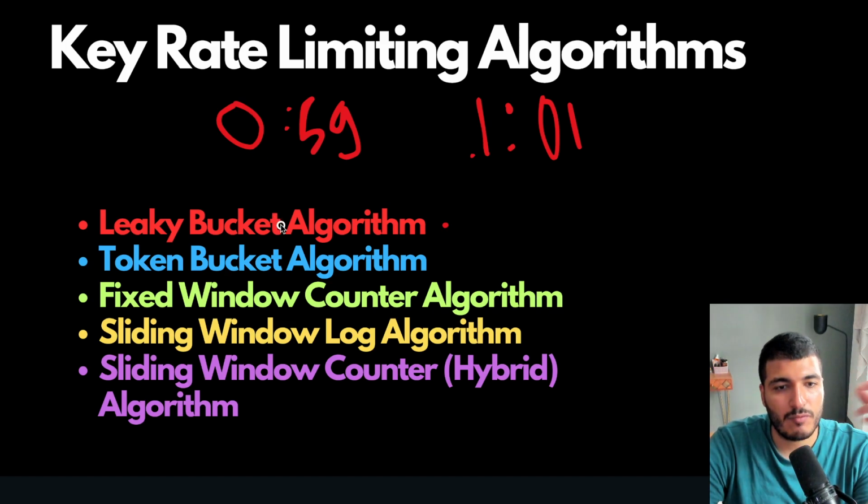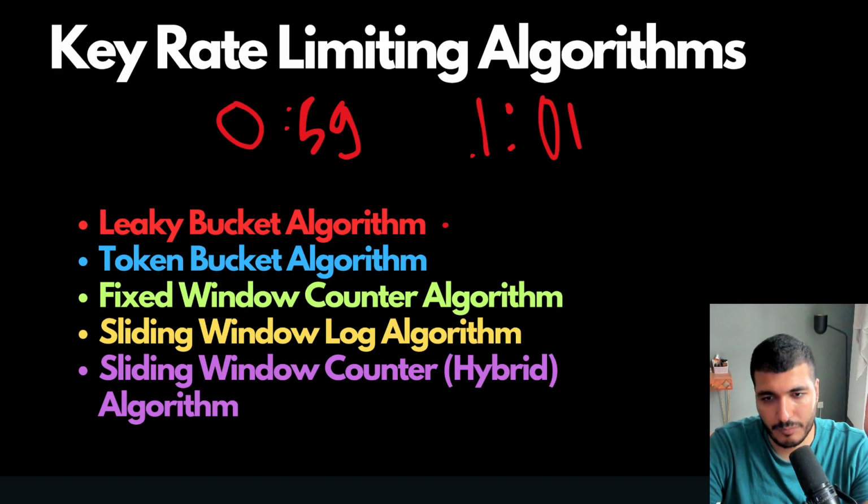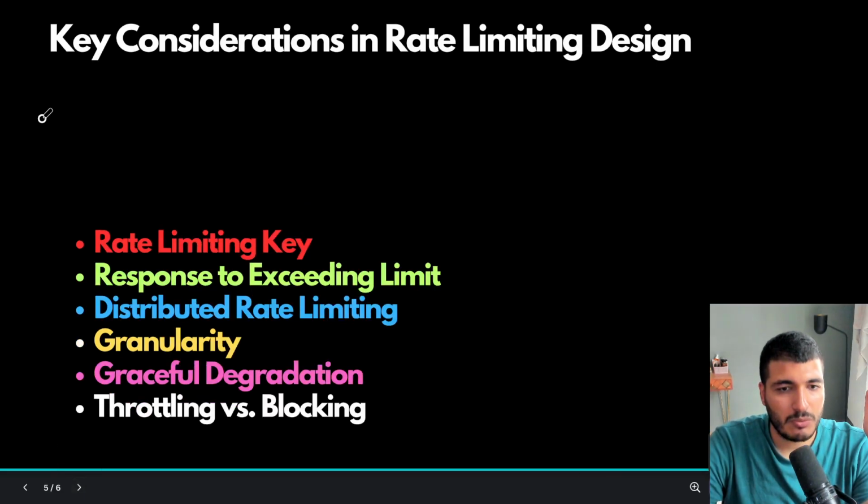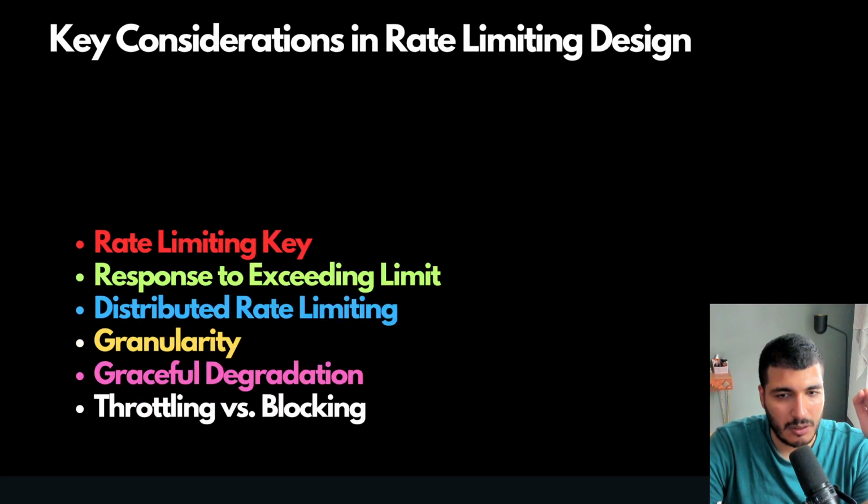And lastly, we have the sliding window counter. This is a popular compromise between fixed window simplicity and sliding window log accuracy. It combines a counter for the current window with a weighted counter from the previous window to estimate the rate. The pros of it: good accuracy, and it avoids the fixed window edge cases. The cons of it: it's more complex to implement than the fixed window counter. Okay, so next we will talk about key considerations in rate limiting design.